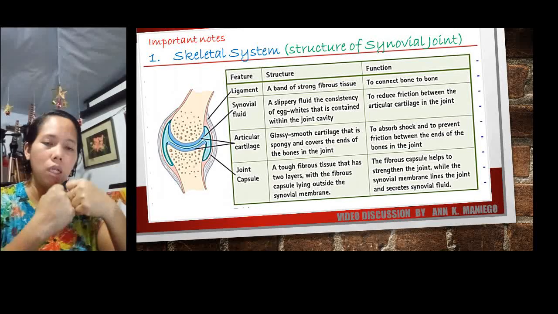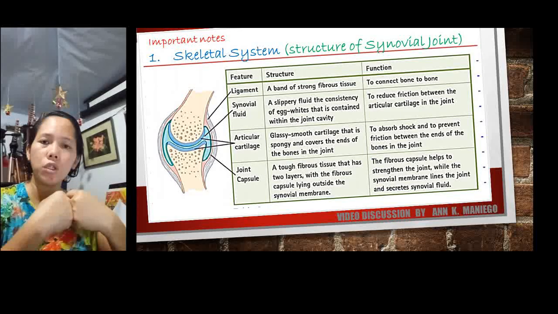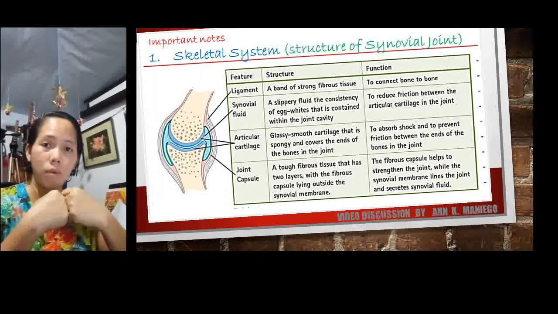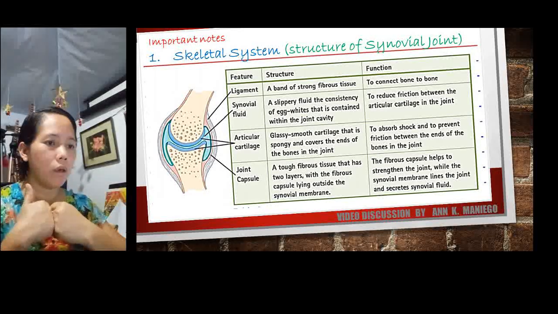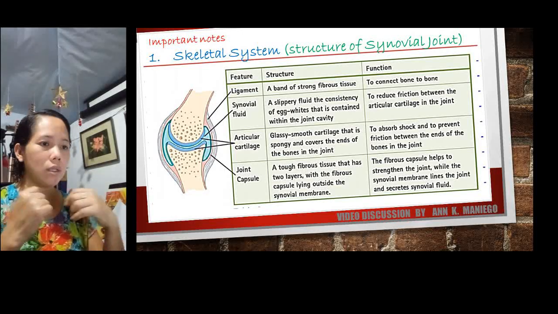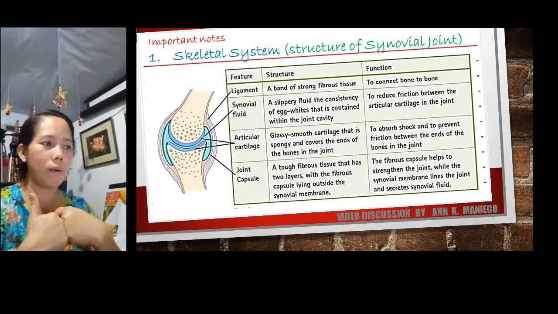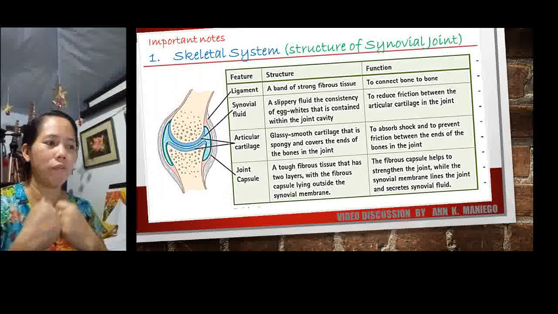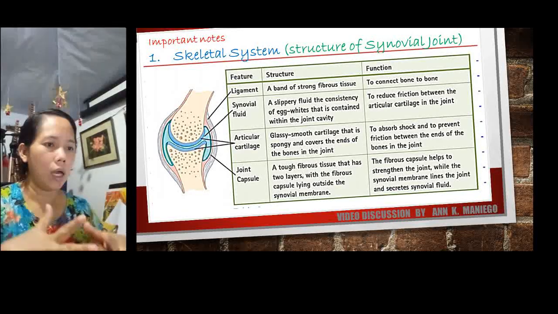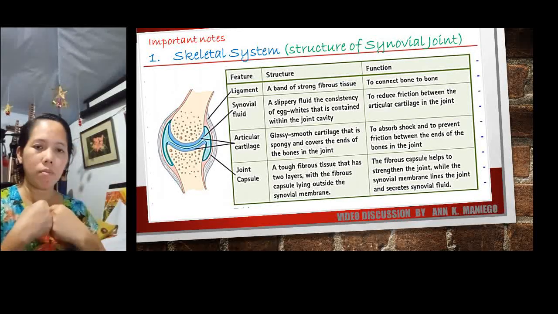If walay synovial fluid, so more friction and it will have pain, no? Ma-painful siya. So through that framework, through that structure, no, nga naa siya fluid, tapos naa siya cartilage, minimize ang friction, tapos mahimo siyang shock absorber, no, to prevent friction between the ends of the bones of the joint. And then there is a joint capsule, ano siya iyang part sa synovial joint para ma-connect sila together.